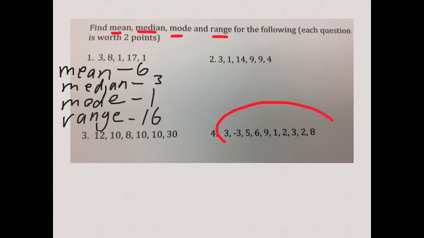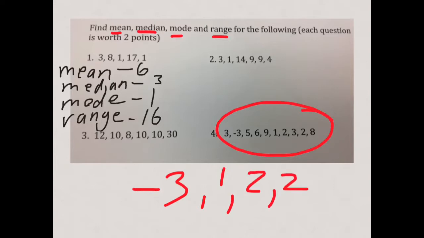One quick tip right here, you have a negative. Well, that's going to be your first number, followed by 1 and 2 and 2 and so on. Okay. Remember, negative is smaller. You're going farther left on the number line.